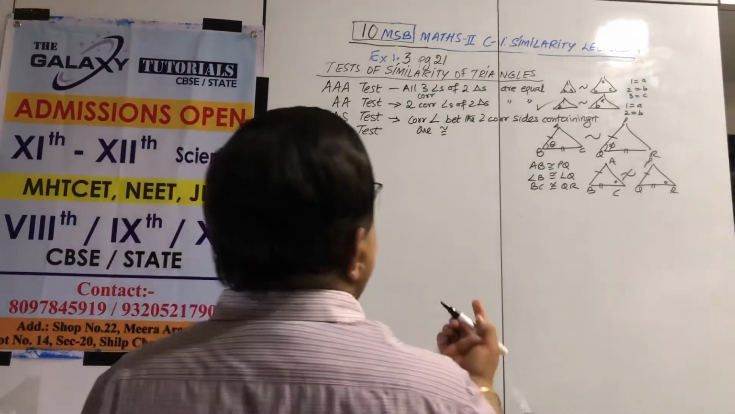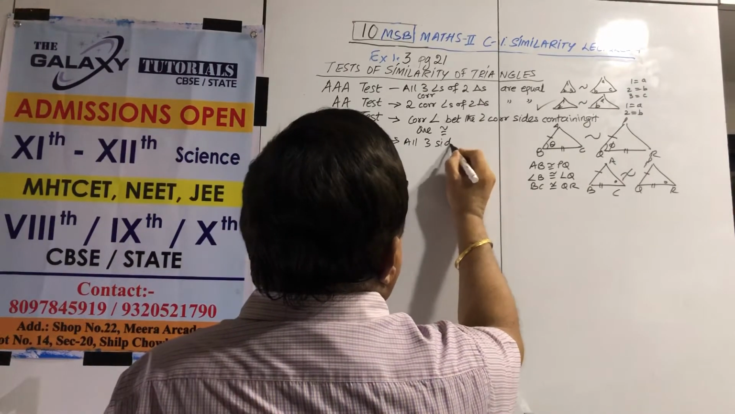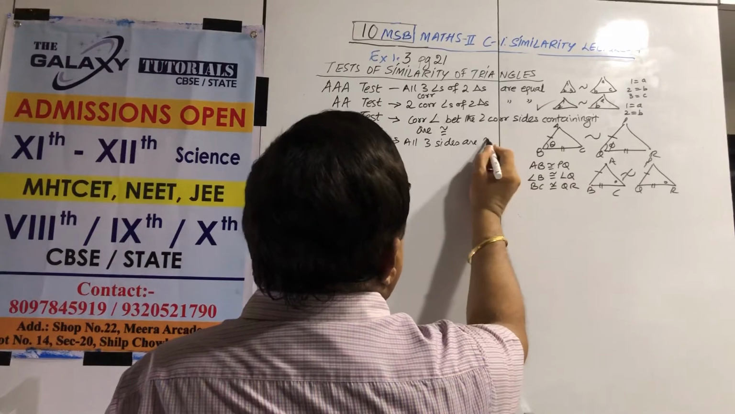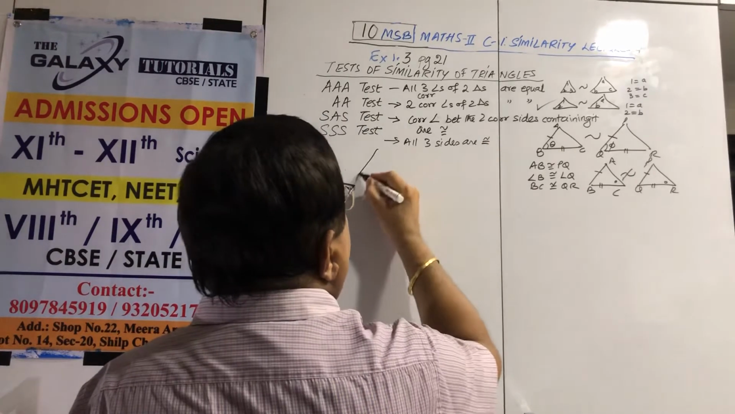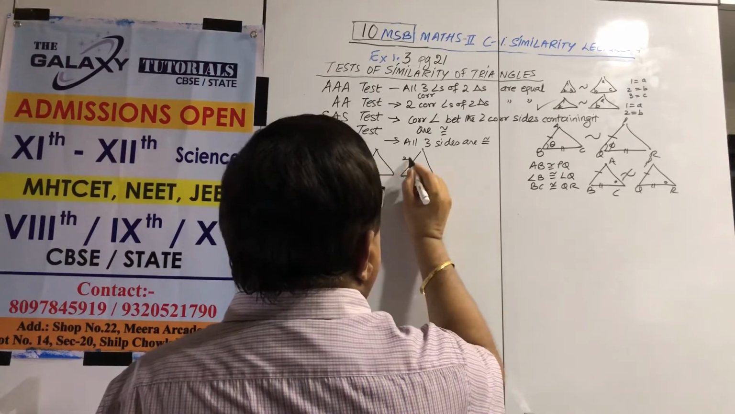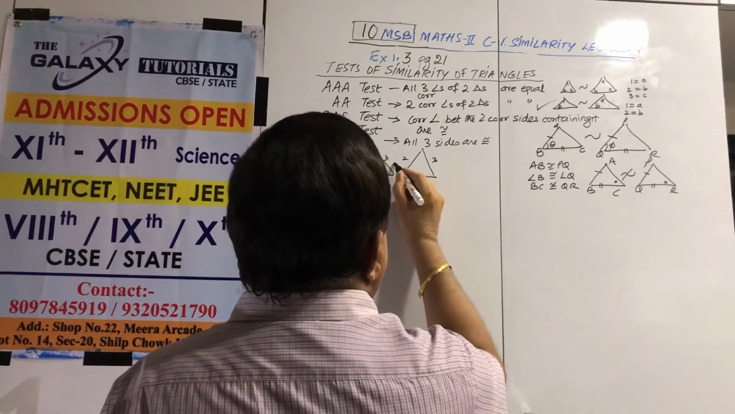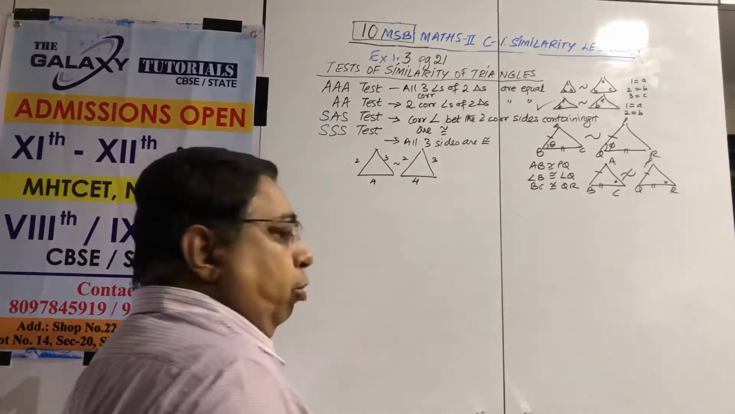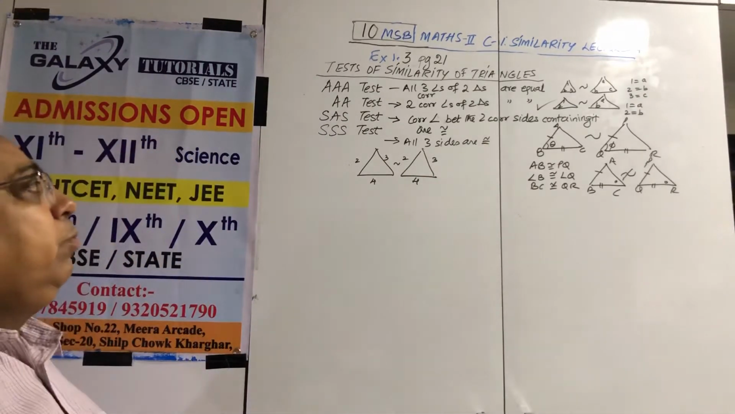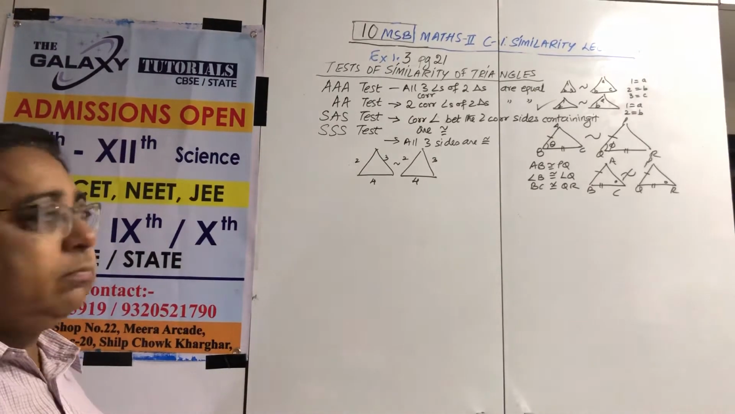SSS test, my friend, is simple. All three sides are congruent. So this is but natural, it is a Xerox figure. 2 centimeter, 2 centimeter, 3 centimeter, 3 centimeter, 4 centimeter, 4 centimeter. So I will have similar, I will also have congruent. So this is how we are doing similarity. We are not doing congruency.